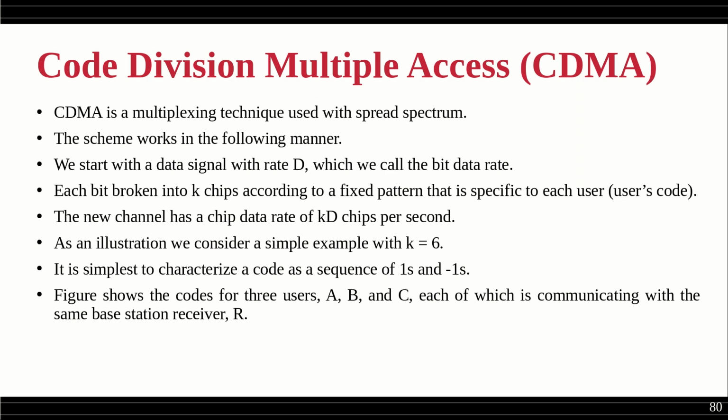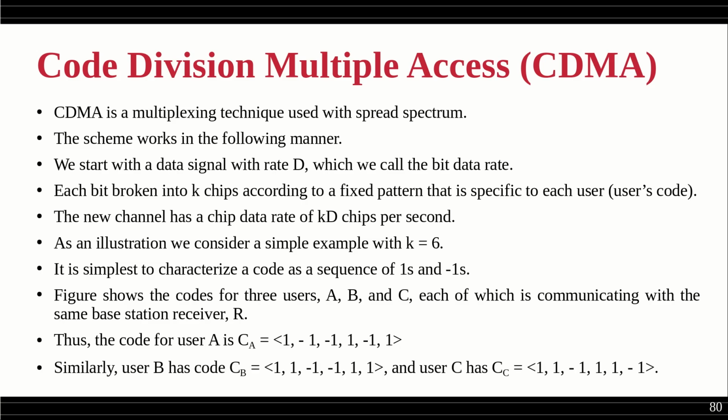For that, each user is given a chipping code, which is nothing but the pseudo random noise generated by the pseudo random number generator. Let the chipping code for A be 1, minus 1, minus 1, and so on. This is randomly generated, some 6-bit code, where minus 1 is used instead of 0. Similarly for user B, and for user C. The chipping code is denoted by capital C, and the small letter is the user identification: Ca, Cb, Cc, the 3 chipping codes. We are just taking them as an example; they are randomly generated.